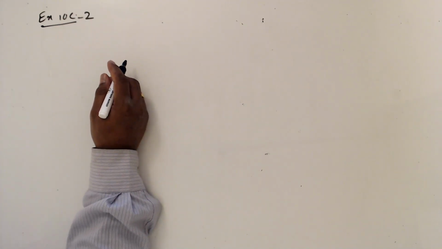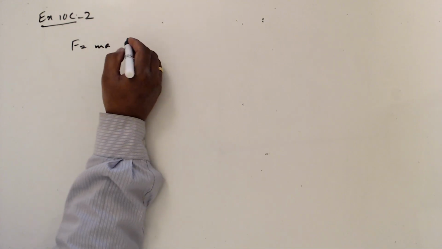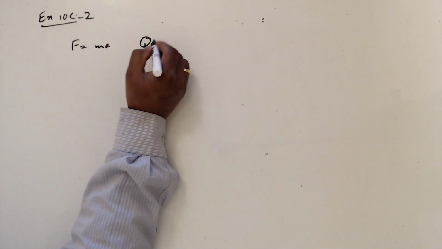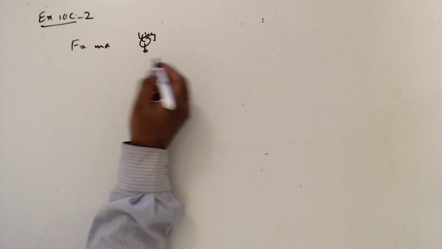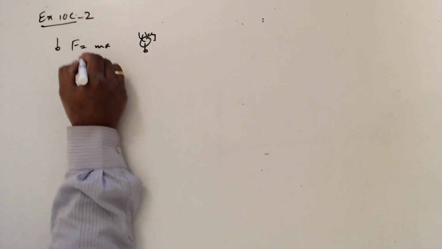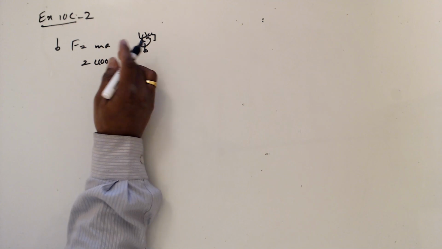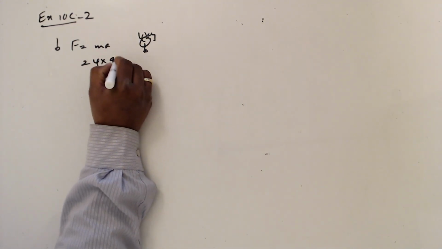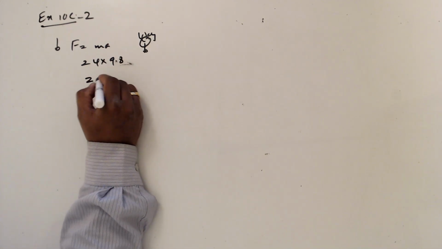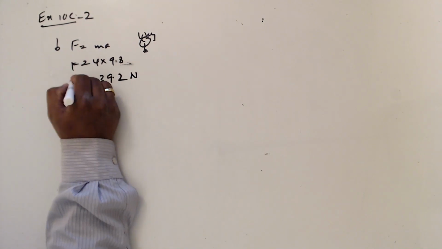Question 2. Find the weight in Newtons of a particle of mass 4 kg. Basically, F equal ma. So the particle weight, that is 4 kg. So F equal ma downward. So m is 400, sorry, 4 kg. 4 times a is 9.8. So this is going to be 39.2 Newton downward.